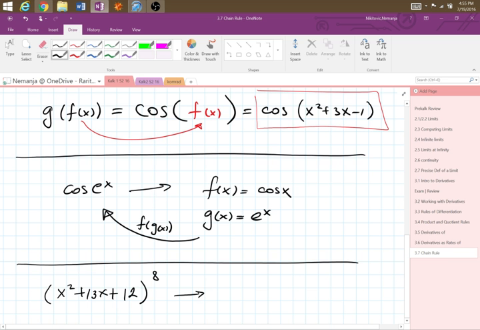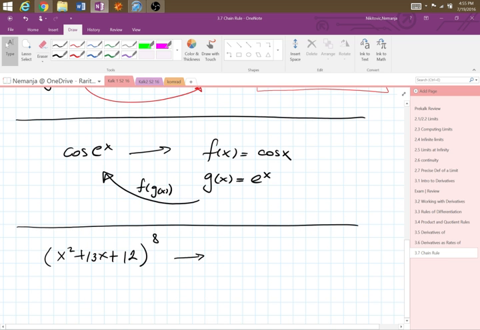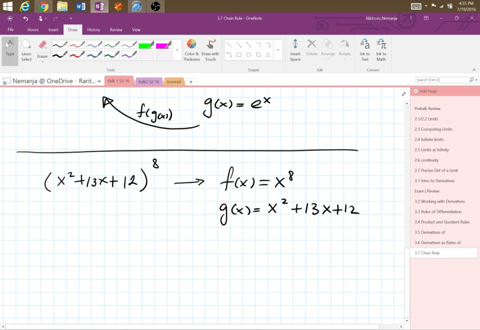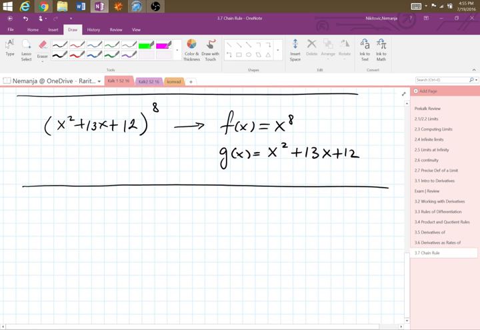So how do we decompose this one? What's f of x? X to the 8th, very good. And what's g of x? Yes, call that the guts. You have the skeleton and the guts. So you are learning anatomy and physiology at the same time with calculus in this class. Good. So now we are ready for the chain rule.